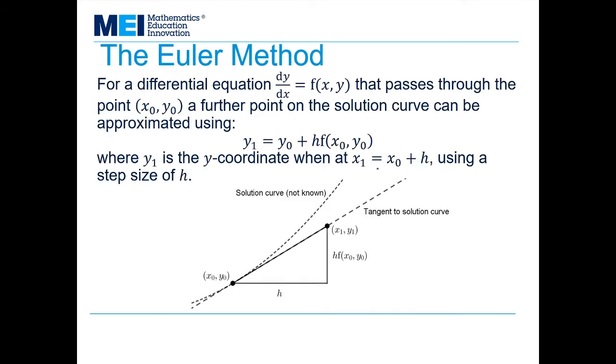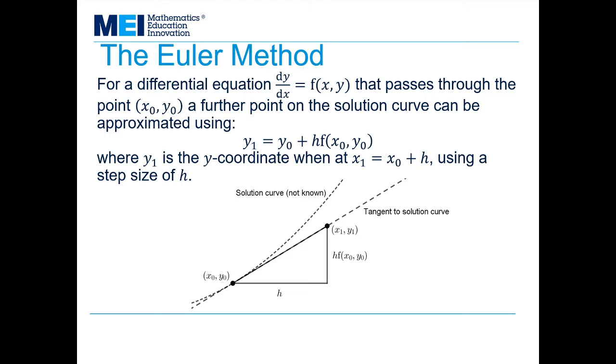In this topic then, we're going to start by looking at a simple method called the Euler method, and then we're going to modify this method later on in the topic to look at more sophisticated ways of approximating solutions. Now, the Euler method is based on the idea that although we can't solve the differential equation, we can at least use what we know about the gradient to approximate further points from a particular point that we're interested in.